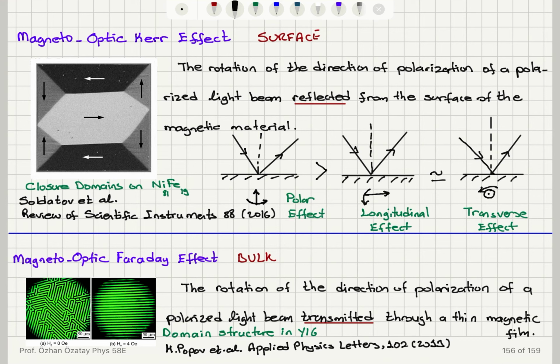The transmitted light version of this is the Faraday effect. So this is measuring the bulk. If there is enough intensity to measure for the transmitted light, we can see the domain structure in the bulk of a thin magnetic film.